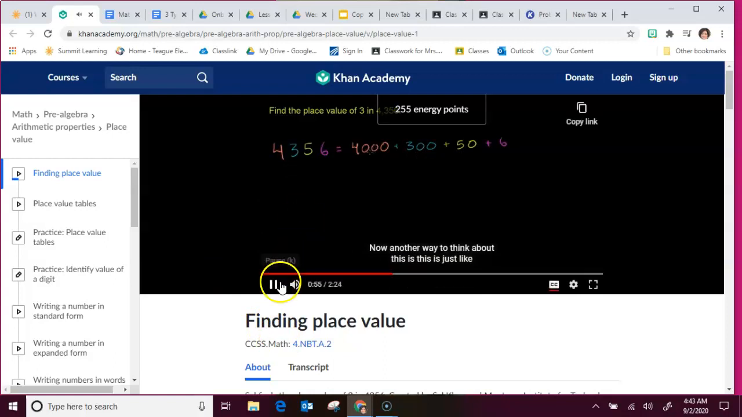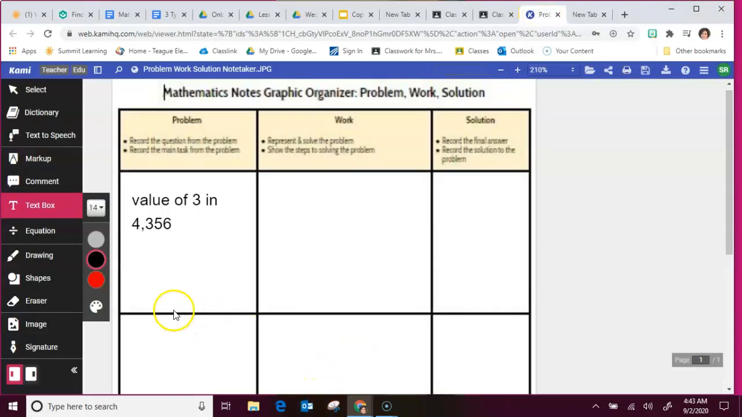4,356. Now, another way to think about this. Okay, so he's just shown us one way to start working the problem. So I'm going to go back to my note taker and insert a text box.